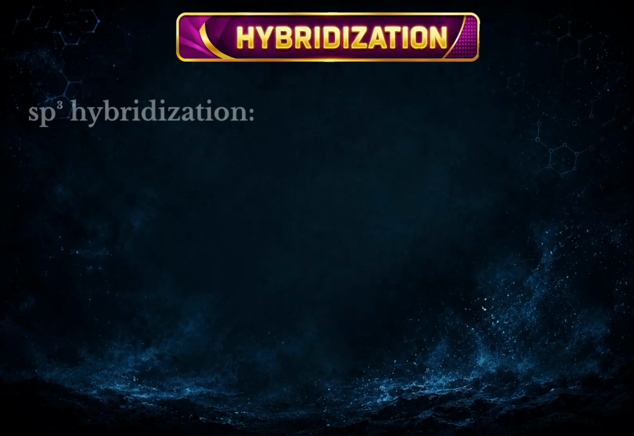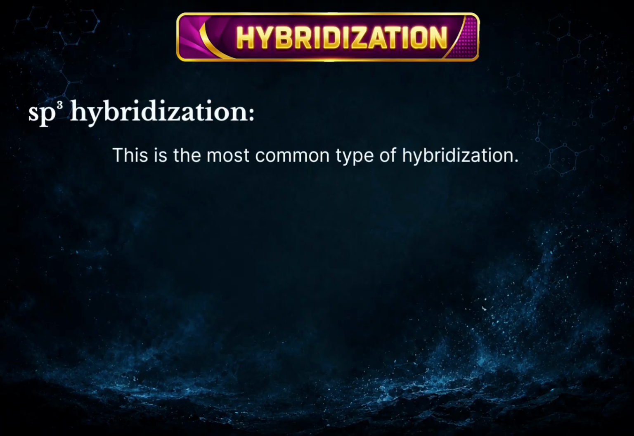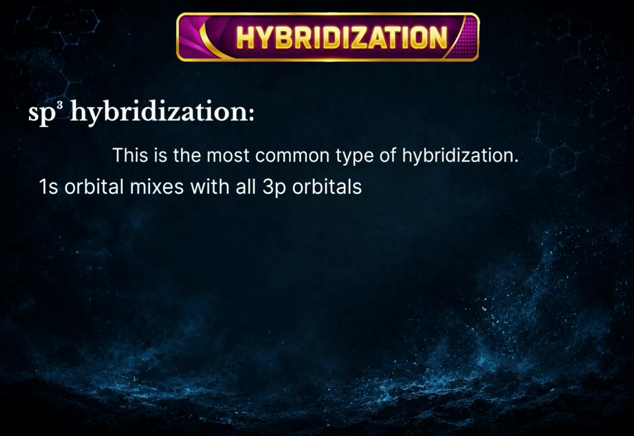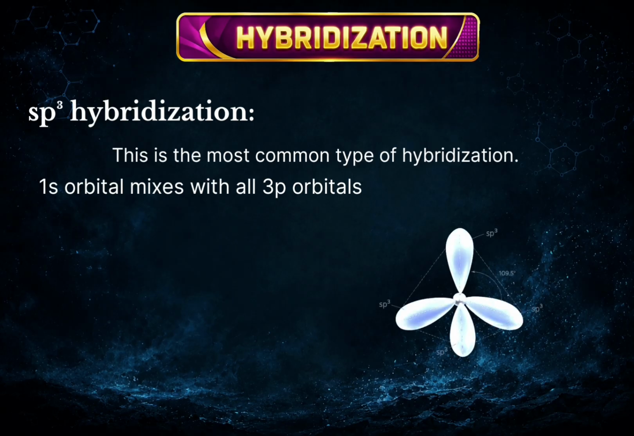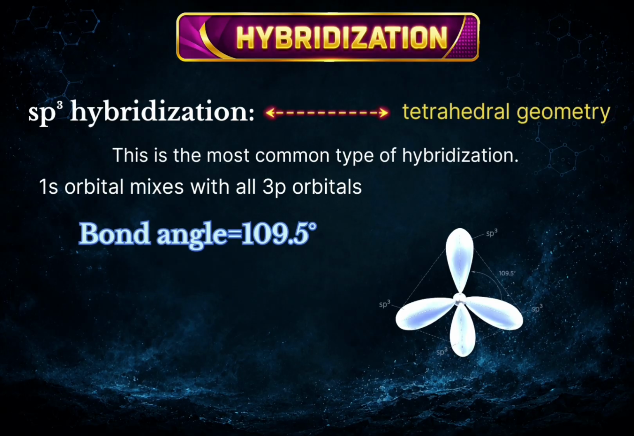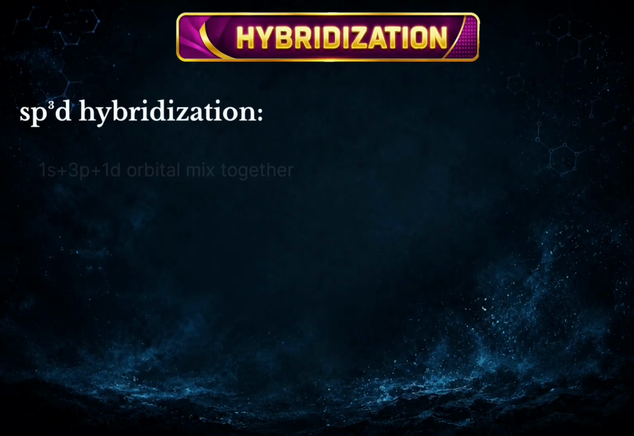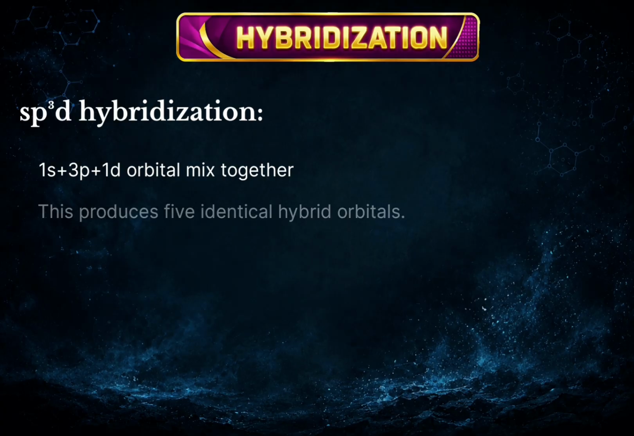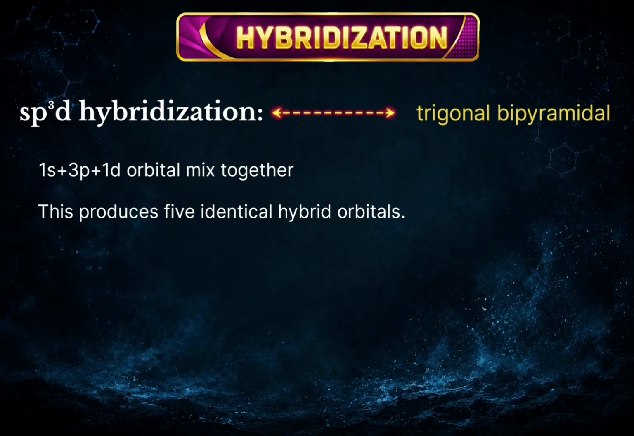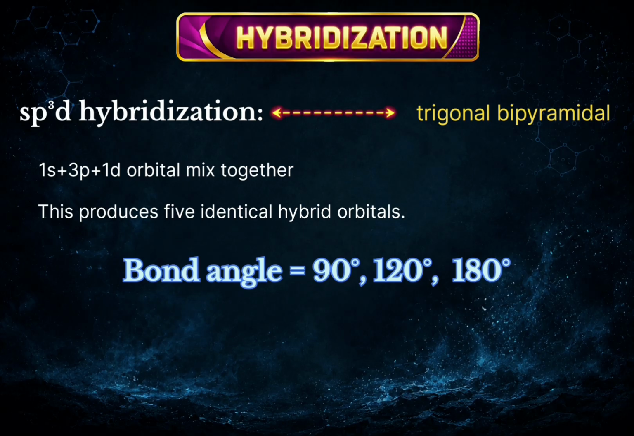Now, sp3 hybridization. This is the most common type of hybridization. Here, 1 s orbital mixes with all 3 p orbitals. The result is 4 identical sp3 hybrid orbitals. They arrange themselves in a tetrahedral geometry with a bond angle of approximately 109.5 degrees. In sp3d hybridization, 1 s orbital, 3 p orbitals, and 1 d orbital mix together. This produces 5 identical hybrid orbitals. Their geometry is trigonal bipyramidal, with ideal bond angles of 90 degrees, 120 degrees, and 180 degrees.